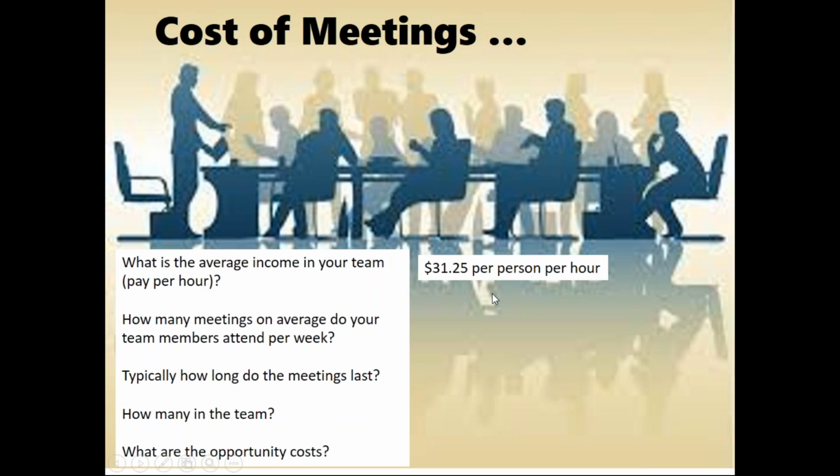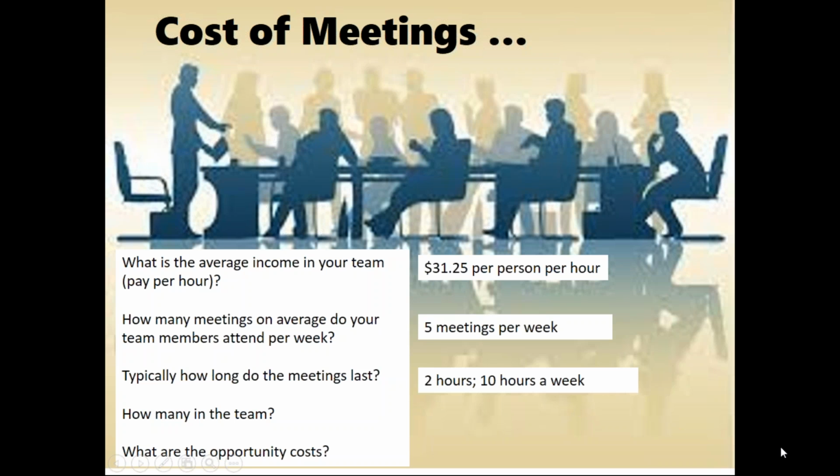Now let's put some numbers to this. One team I worked with, the average hourly rate was $31.25, which is fairly conservative. This person attended 5 meetings a week, 1 meeting a day it worked out to be. Each of those meetings lasted approximately 2 hours. So they were in meetings for 10 hours a week. So they did a 40-hour week and 25% of that was taken up by meetings. Actually, as I said, it's quite conservative, and in some cases that could be a lot higher.